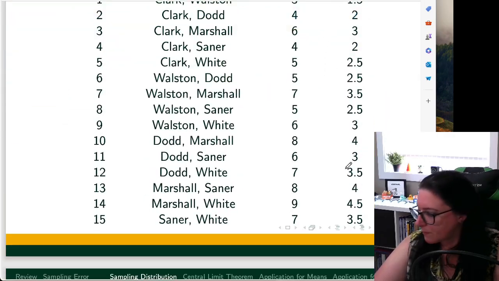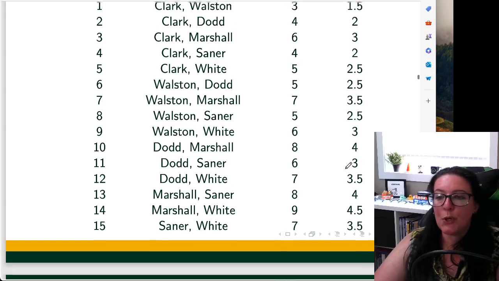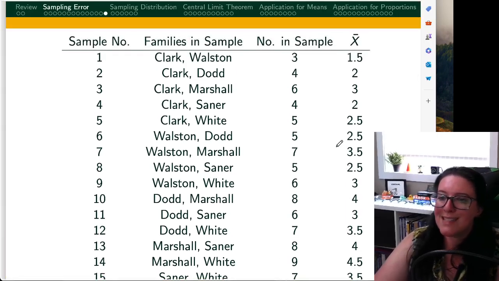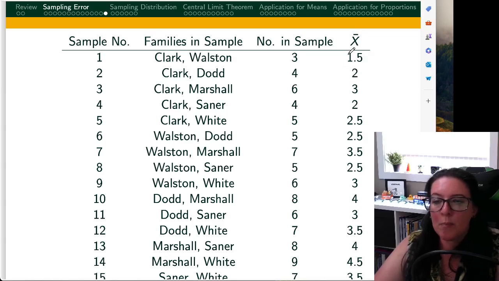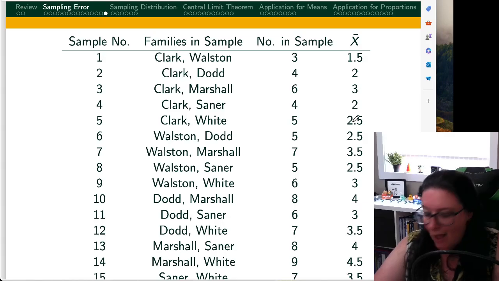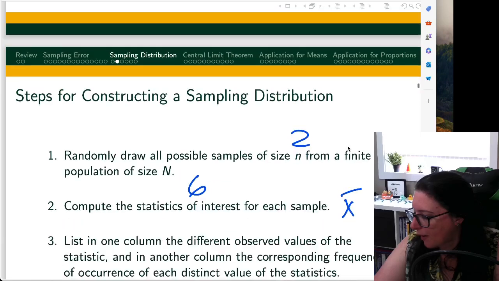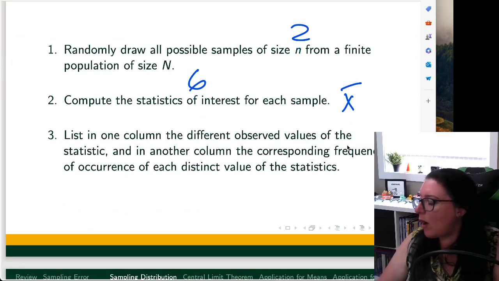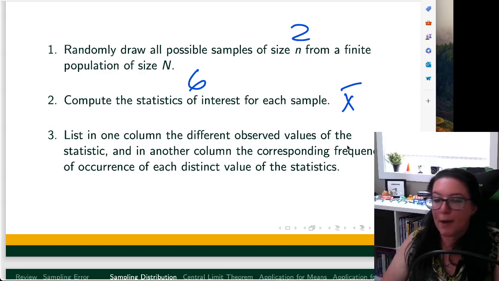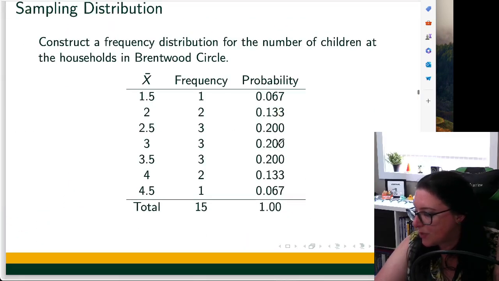Okay. The next thing we would do is we would say, okay, from this list here, how many 1.5s were there? How many 2s were there? How many 2.5s were there? How many 3.5s? And so on. So we're going to list in one column the different observed values of the statistic, and in another column the corresponding frequency of occurrence. So creating a frequency distribution here.